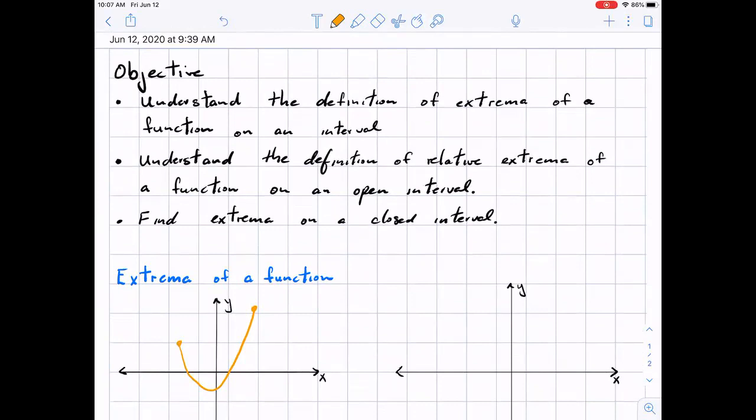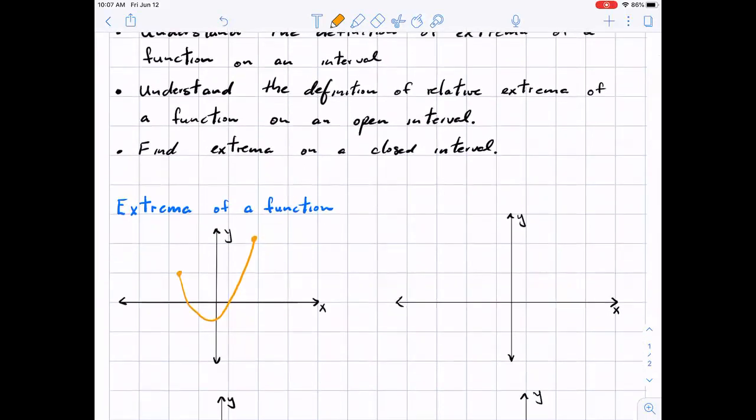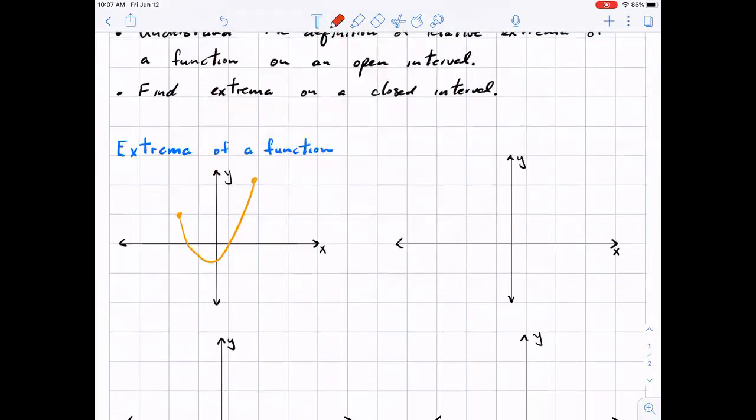So if you look at this graph that I have drawn here, let's call this figure A. You will notice that this point here is the lowest point. And this point here will be your highest point. So the lowest point ever, it's absolutely the lowest point. This point here is what we call our absolute minimum.